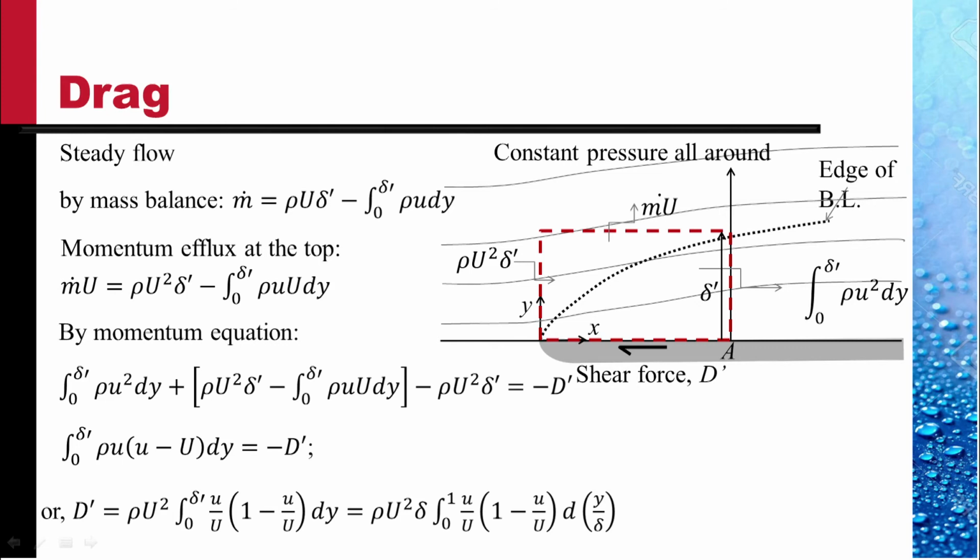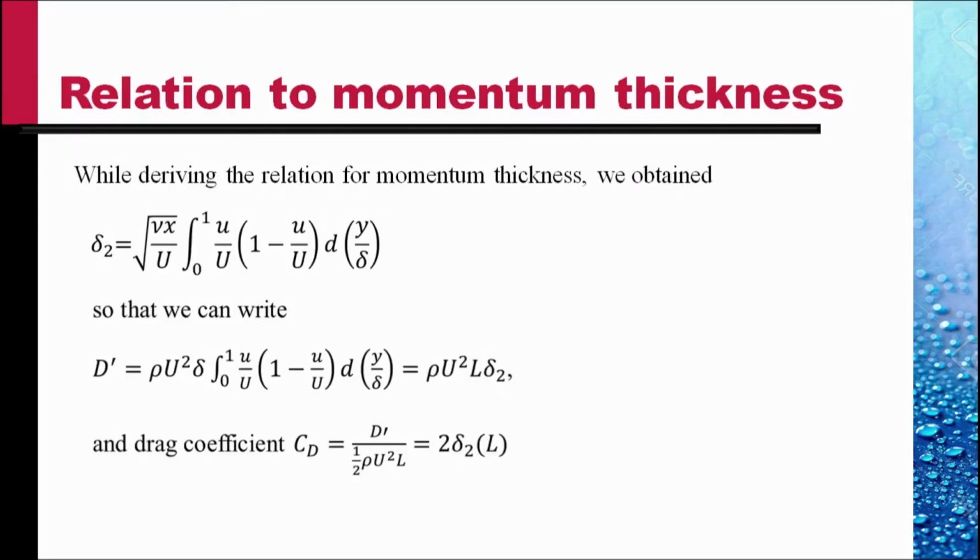Simplifying, we get D prime is equal to rho U square delta times the integral from 0 to 1 of u by capital U into 1 minus u by capital U, d y by delta. You notice this is like momentum thickness. Momentum thickness delta 2 was defined as this, so that we can write D prime, the drag per unit depth of the flow, as rho U square times delta 2, where L is the length up to the location where your control volume ends.